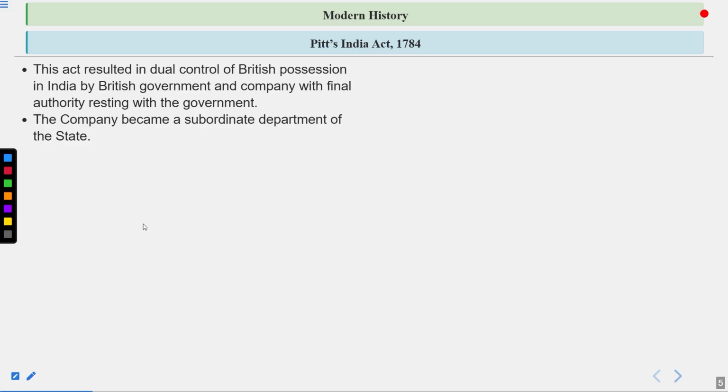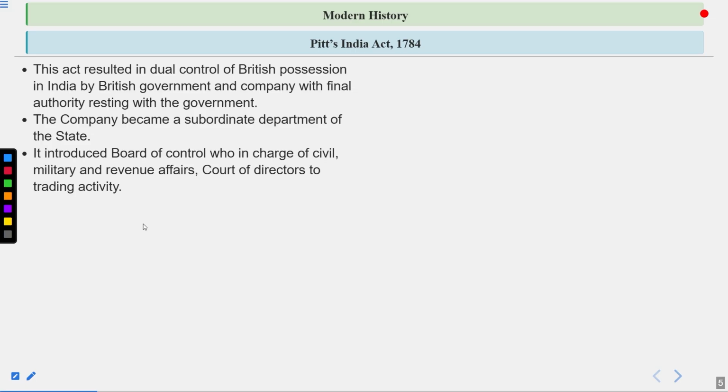The company became a subordinate department of the state. It introduced the Board of Control, who were in charge of civil, military, and revenue affairs, and the Court of Directors for trading activity. So in the 1773 Act, I told you that the Court of Directors were introduced. Earlier, the Court of Directors had all the powers of trading as well as revenue and creating policies. But now the Board of Control is also introduced, which has the power over the civil, military, and revenue affairs. And on the other side, the Court of Directors handles trading activity.